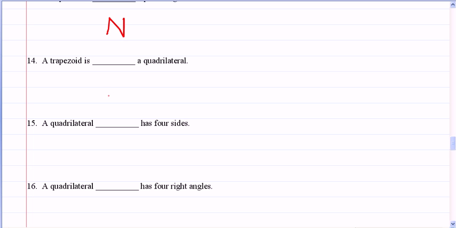For number 14, a trapezoid is always a quadrilateral because trapezoids will always have 4 sides. For 15, a quadrilateral always has 4 sides. No matter what type of quadrilateral we're dealing with, whether it's a square, rectangle, parallelogram, rhombus, or trapezoid, it always has 4 sides.